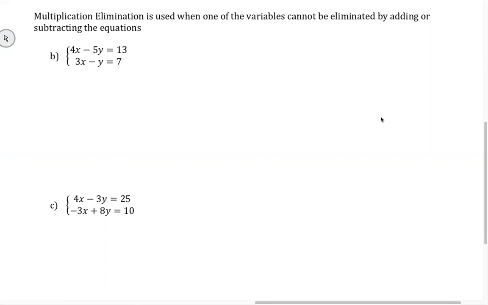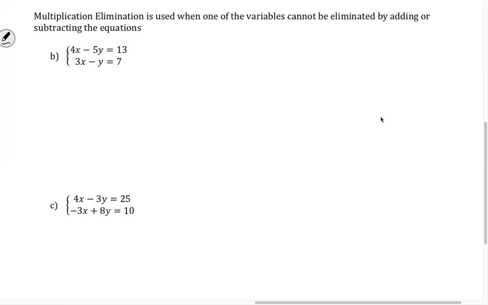Here's why I want to get rid of the y and not the x in this problem. Now, the x's, 4 and a 3. I have to find a number that both 4 and 3 go into. That's 12, right? So I'd have to multiply the top equation by 3 and the bottom equation by 4 in order to make the x's the same. But Jay noticed, well, hey, the y's look easier to get them like the same. I think we're all in agreement. The y's look easier to deal with. And you're right, because in order to make them the same, I just have to multiply this bottom equation by 5.